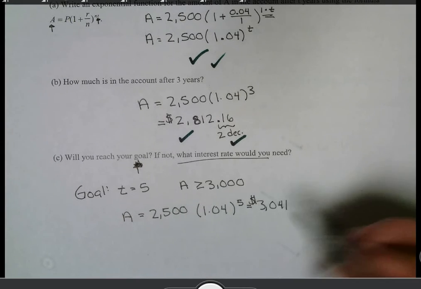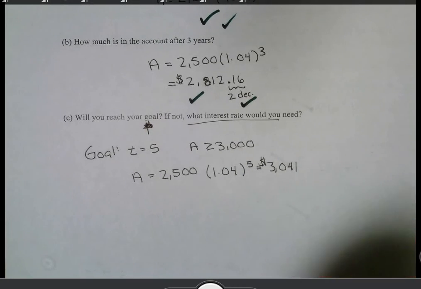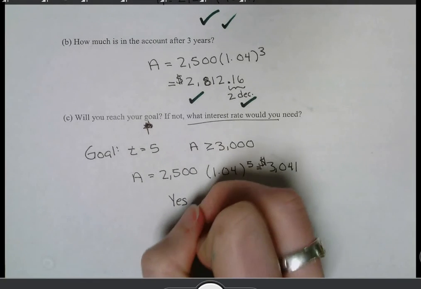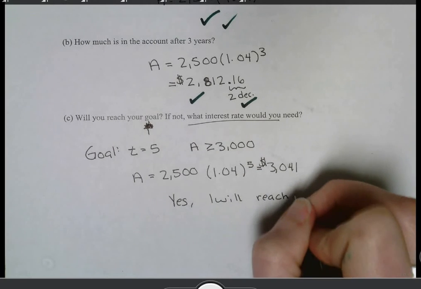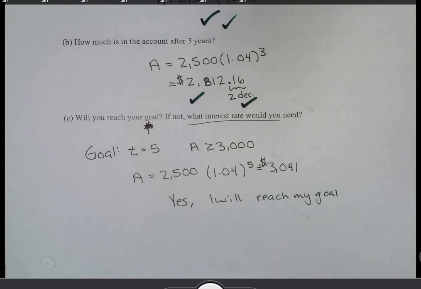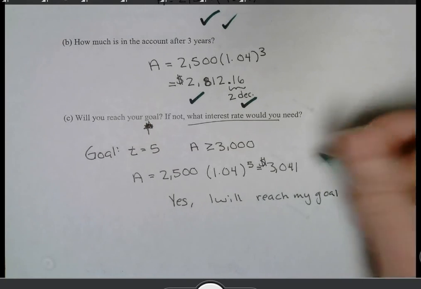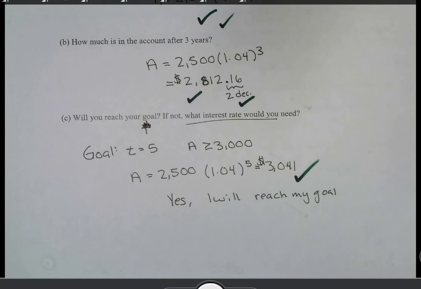I'm not too worried about actual values because they don't ask for a value, they just want to know if I reach my goal. So I can say, yes, I will reach my goal. This one, 1 point. Did you reach your goal? Did you show why your thought process is needed here?